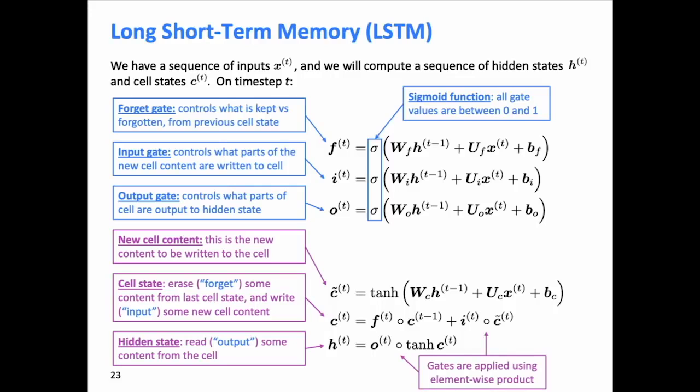And this is just a reminder that those circles are element-wise products, and that's how we apply the gates. Does anyone have any questions about this? Okay. So as a reminder, all of these are vectors of some same length n.